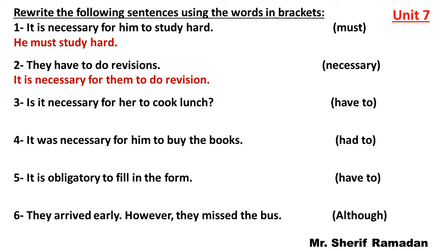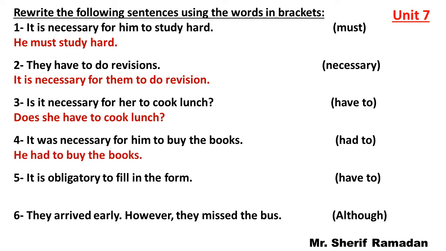Number 3: Is it necessary for her to cook lunch? استخدم have to. طبعا have to هكون سؤال، يبقى دايما هيجي في أول السؤال يا إما do يا إما does. أنا عندي الفاعل هنا she، لأن أنا لقيت في الجملة عندي for her هنا مفعول، الفاعل هيبقى she، يبقى أقول does she have to cook lunch. طبعا مش هجيب has to لأن أنا عارف إن has to بتيجي مع she، لكن في السؤال أنا جبت كلمة does و has to ترجع لأصلها have to، يبقى does she have to cook lunch. Number 4: It was necessary for him to buy the books. استخدم had to، يبقى أقول he had to buy the books.